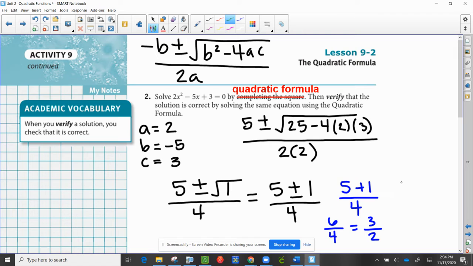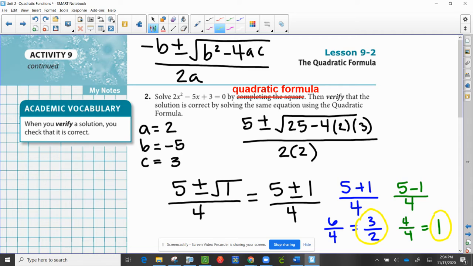The other one we would get is by taking 5 minus 1 and putting it over 4. Well, 5 minus 1 is 4. So 4 over 4, the answer would be 1. So here's our 2 solutions, 3/2 and 1. So the reason I set this up in 2 parts is because of that plus or minus. We have 5 plus 1 and 5 minus 1. So that is the quadratic formula.